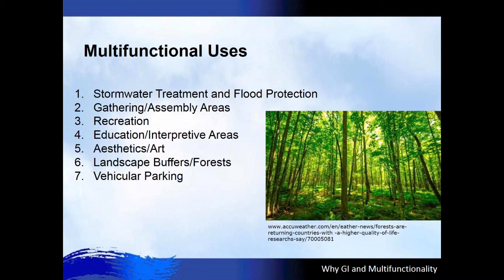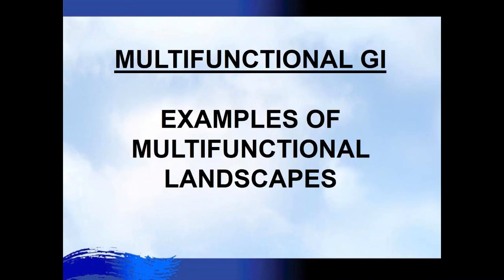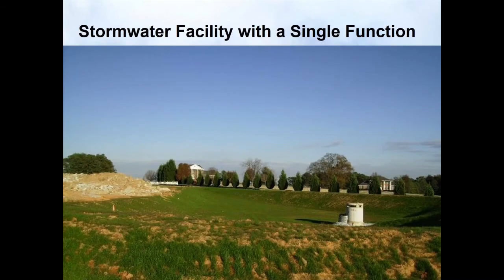So, some examples of multifunctional landscapes. Starting with a stormwater facility with a single function, it doesn't give us very much as far as function. It's a large expanse of land that's used, and it's not very aesthetically pleasing, and we can usually do better.